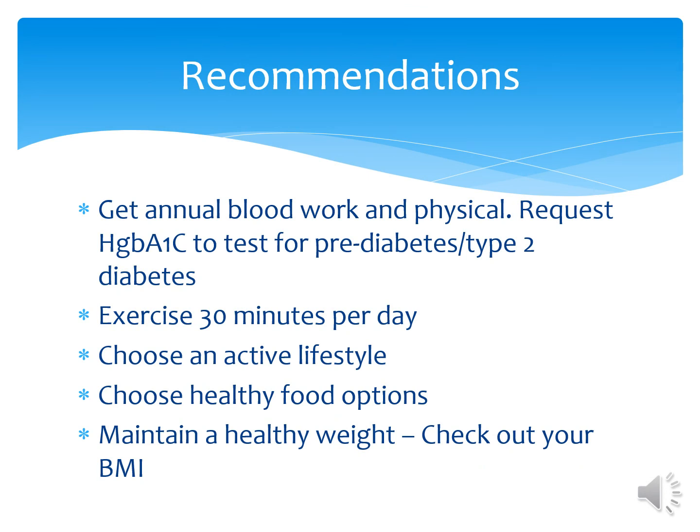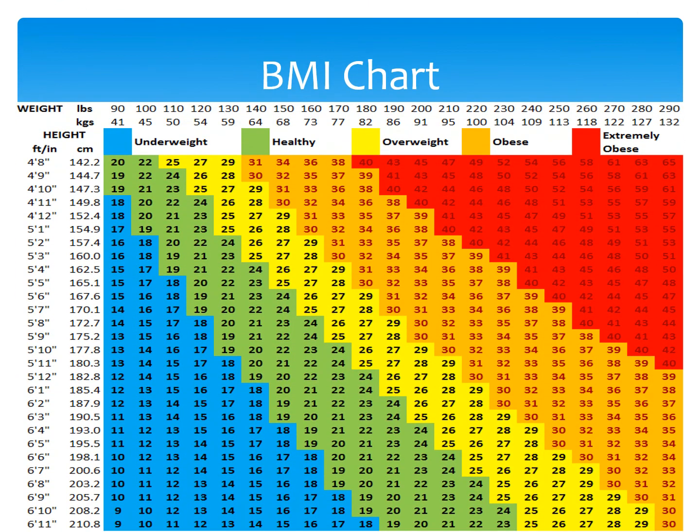Here are some general recommendations. Get annual blood work and physical. Request a hemoglobin A1C to test for prediabetes and or type 2 diabetes. Exercise 30 minutes per day. Choose an active lifestyle. Choose healthy food options. And maintain a healthy weight. Check out your BMI. Here is a BMI chart. Locate your height and weight to discover what your BMI is.